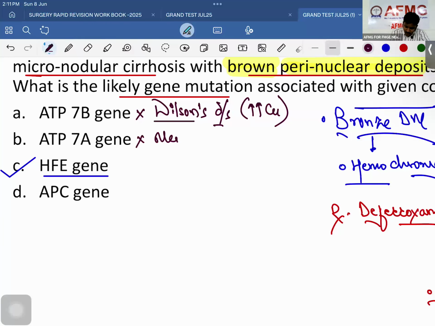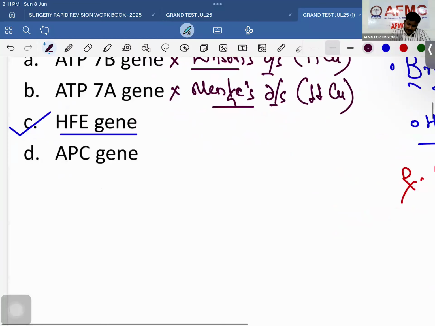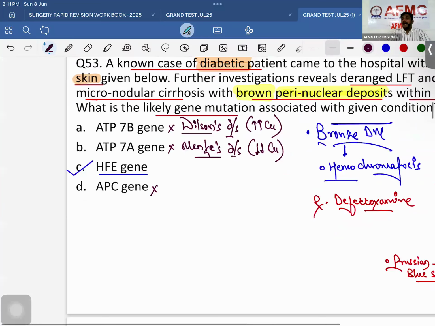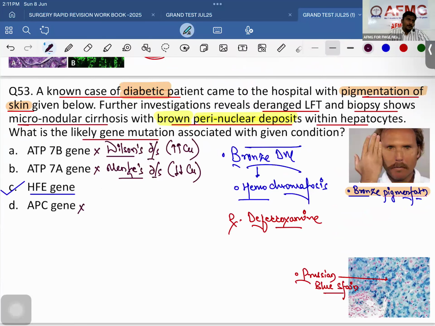ATP7A gene mutation is usually seen in patients suffering from Menkes disease, and Menkes disease is going to be copper deficiency beta. The copper deficiency is going to be Menkes disease that you have to remember, which that is important. Now, in Menkes disease, the patient will have hypotonia, mental retardation, and most important, kinky, brittle hair beta. That is a very classical feature of Menkes disease, which that is important to be remembered. Okay. APC gene mutation is associated with FAP syndrome, familial adenomatous polyposis beta.